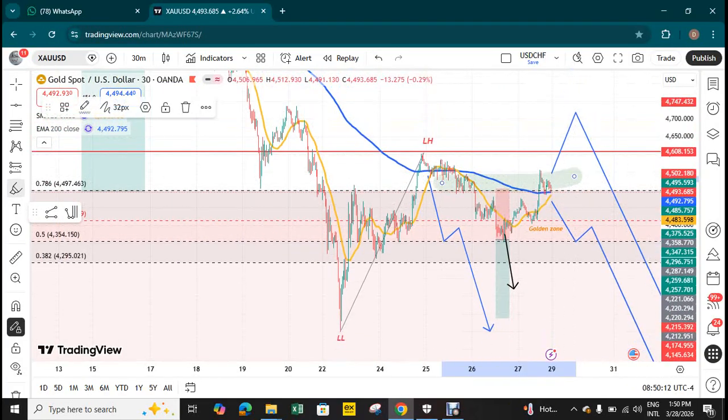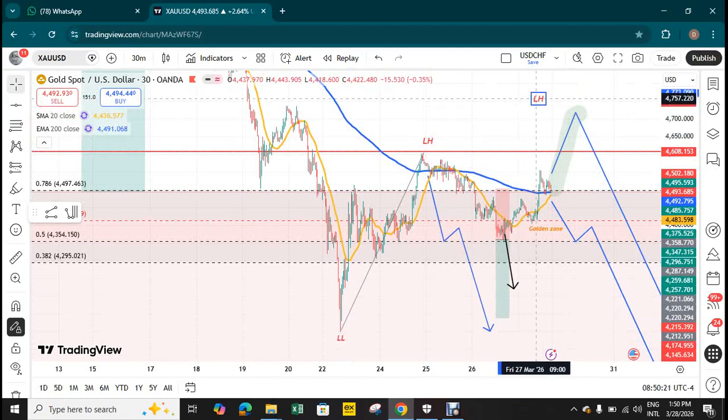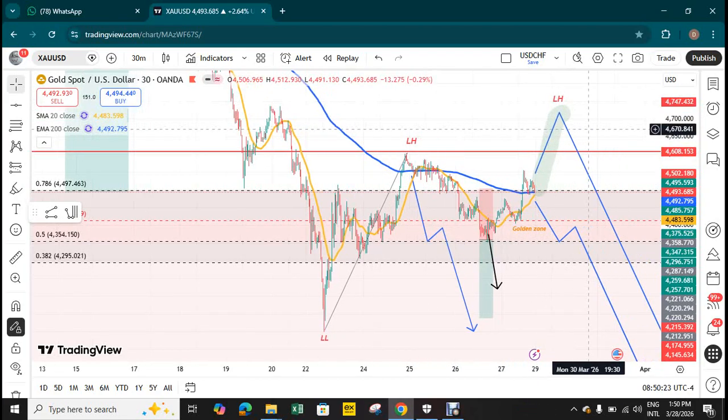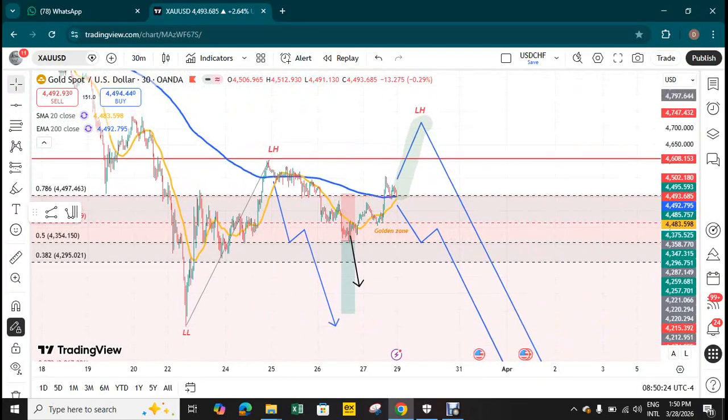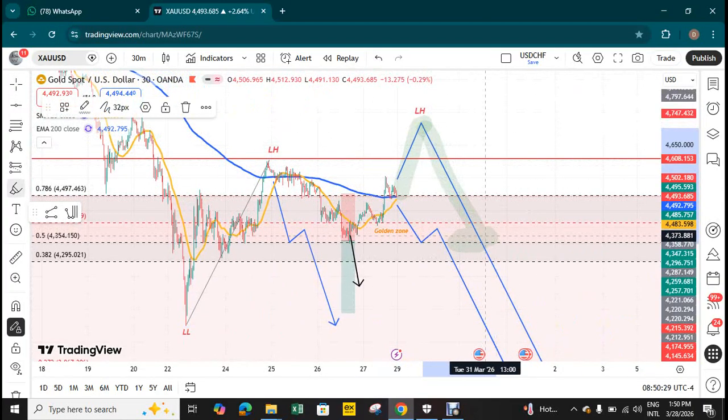Now what we want to see, I want to see price come up here now, okay, just as we see here, and give us a new lower high, okay. And if we have a new lower high here, what do we want to see? We want to see price come towards the downside, into the golden zone again, okay. It might be around here or wherever, but the golden zone is going to be there.